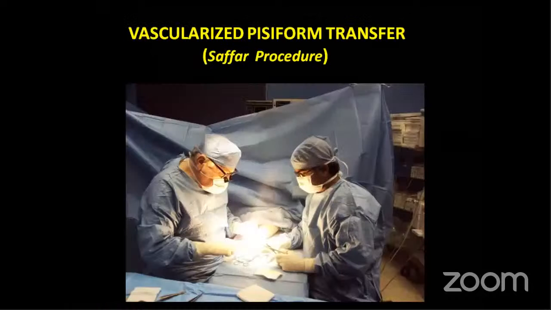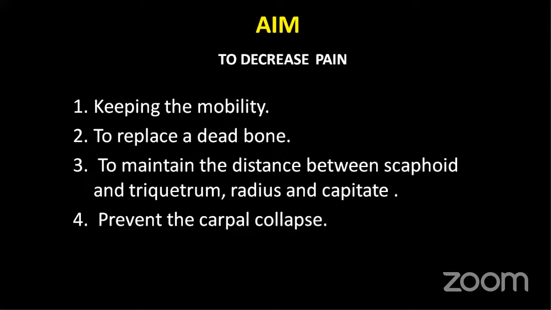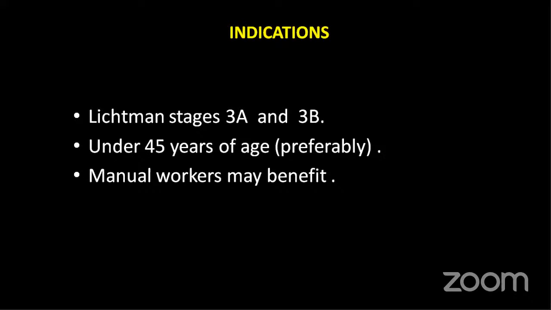So this is vascular pisiform transfer. This is the SAFAR procedure, and I was fortunate to work with him and learn this procedure. So the aim is to decrease the pain while keeping the mobility, to replace the dead bone, to maintain the distance between scaphoid and triquetrum and radius and capitate, and prevent the carpal collapse. The indications for the SAFAR procedure are Lichtman stage 3 and 3B, not 4, not 2, not 1. Preferably young age, and a manual worker may benefit by this procedure.